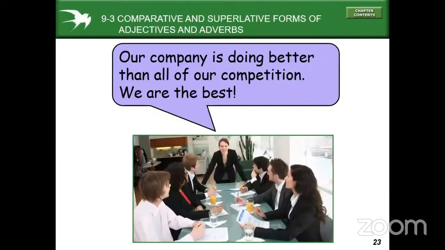And comparative and superlative forms of adjectives and adverbs. Then we have: our company is doing better than all of our competition. We are the best, right? As you can see here, it is okay. The comparative form is being used, doing better than, right? All of our competition. We are the best, superlative.